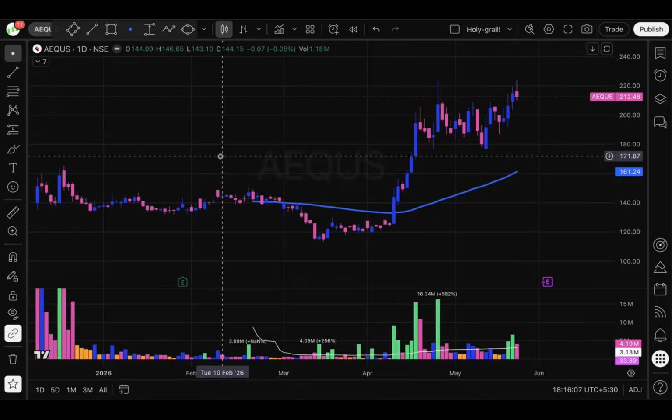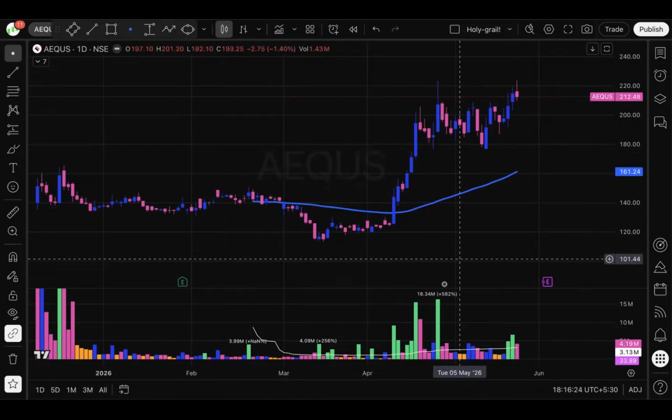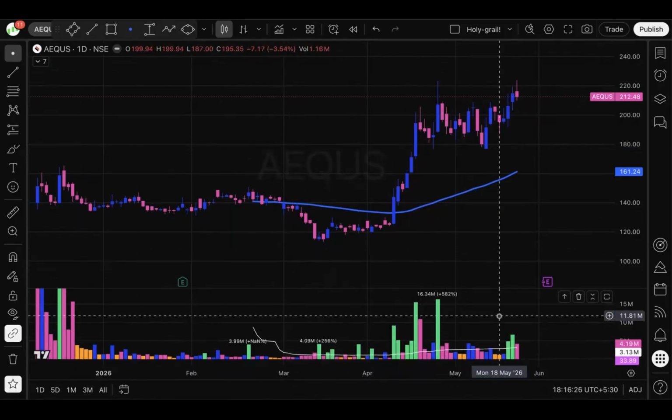How do you assess whether an institution is taking positions and if or not they're interested? There are multiple ways to do this. I will tell you two very simple ways to assess institutional interest or sponsorship. Now, one of them, of course, is volumes on TradingView. So if you see these bars on the bottom, these are volume bars.